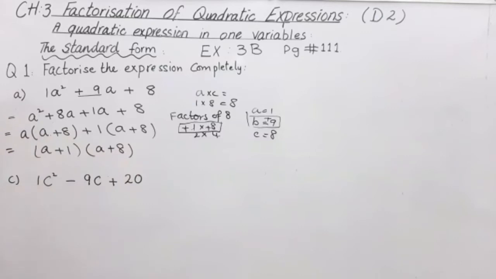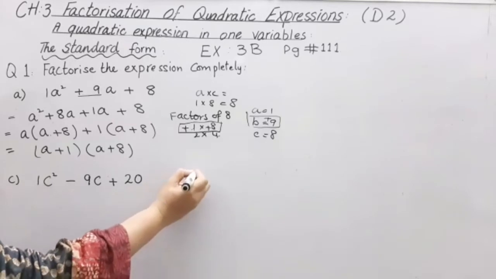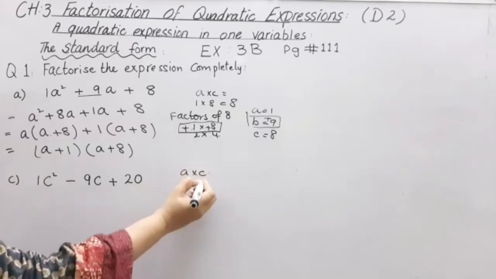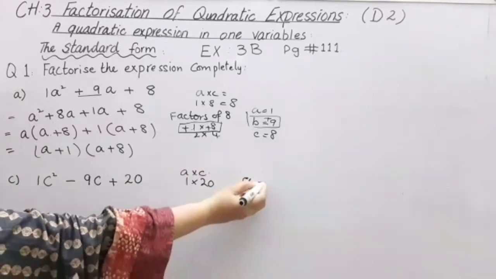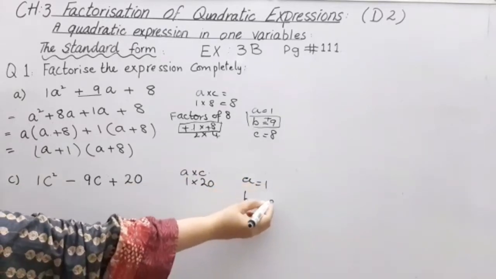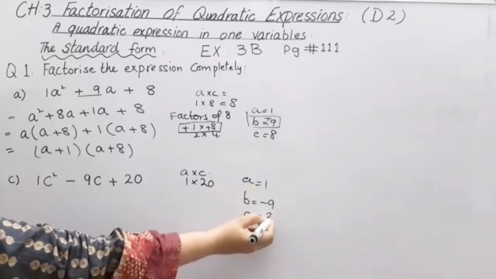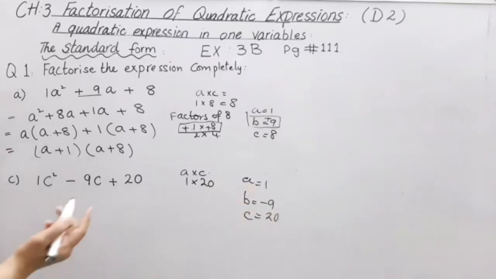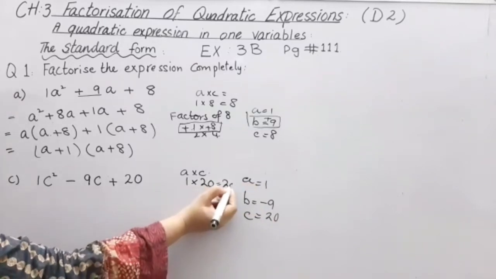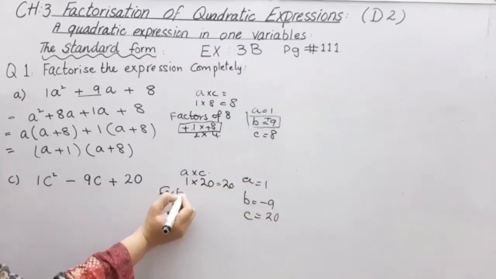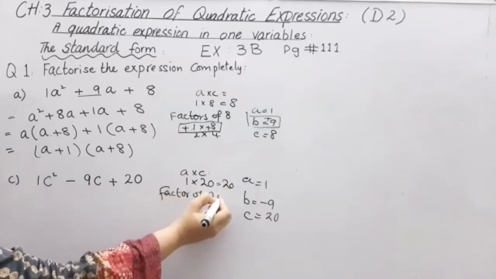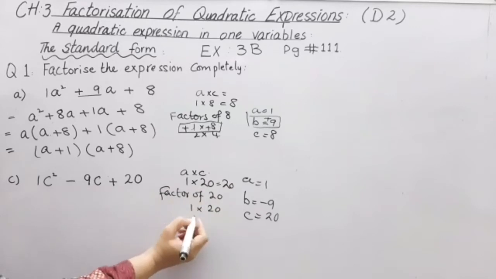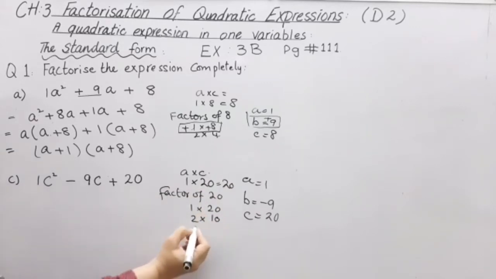Here 1 is there; nothing is written, but positive 1 exists. So a into c is 1 into 20, because a is 1, b is minus 9 and c is plus 20. So a into c is 20. Then the factors of 20: 1 into 20, 2 into 10, 4 into 5. These are the factors of 20.